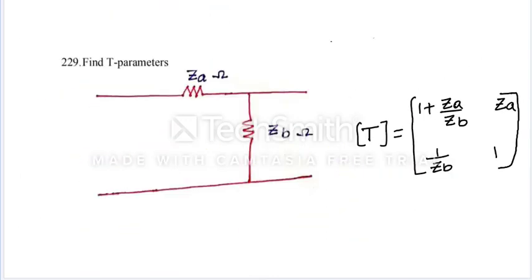Yes, you can remember like this. First one is 1 plus ZA by ZB. Next ZA. Next 1 by ZB. Next 1. Like this, we need to remember this.